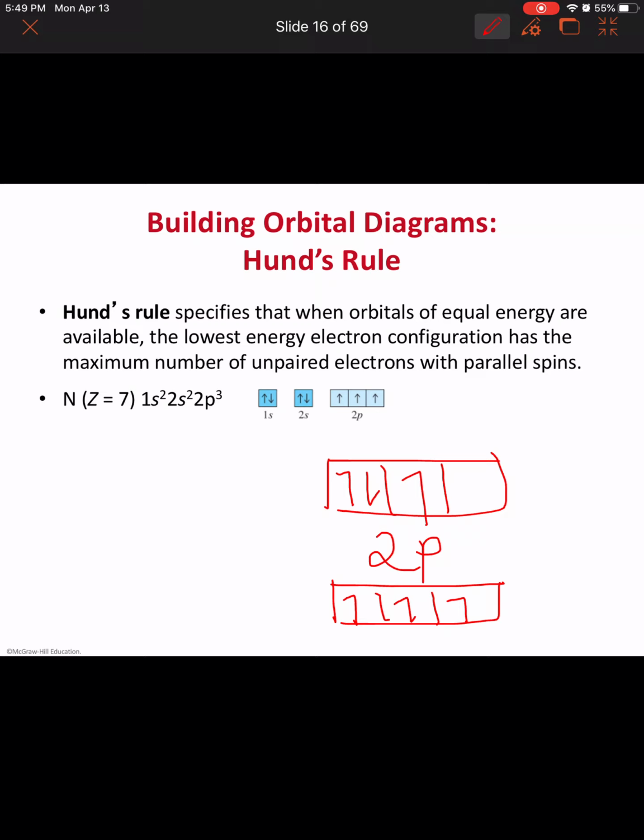So Hund's rule specifies that when orbitals of equal energy are available, meaning the 2p, which all have the same energy, the lowest energy electron configuration has the maximum number of unpaired electrons with parallel spins. So it has to be like this, parallel spins, 3, not like this, where first you pair up and then go to the other one. Instead, you make all the orbitals singly occupied first and then start pairing up if needed. Okay, so that's Hund's rule.